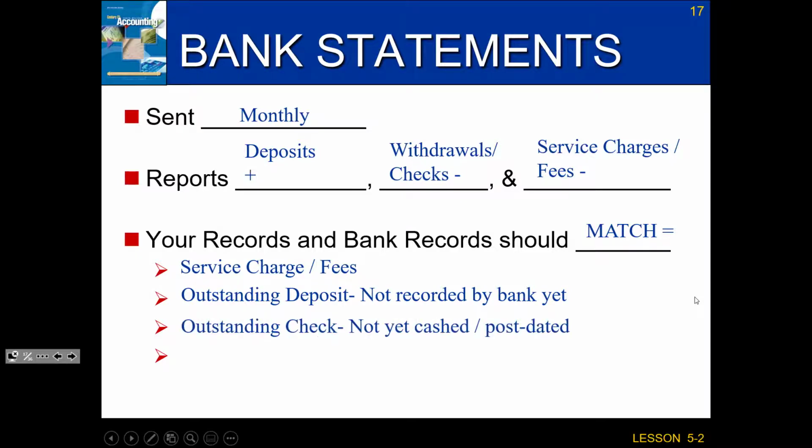On the flip side of this, you might have an outstanding check. So let's say that I wrote somebody a check and they haven't cashed it yet. That would be standing out there. So I'm going to show that I have less money than the bank shows because my check hasn't been cashed. The other example of an outstanding check is if I wrote it to someone and I did what's called post-dated.